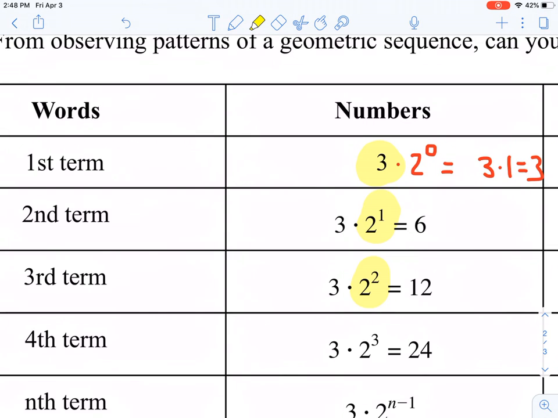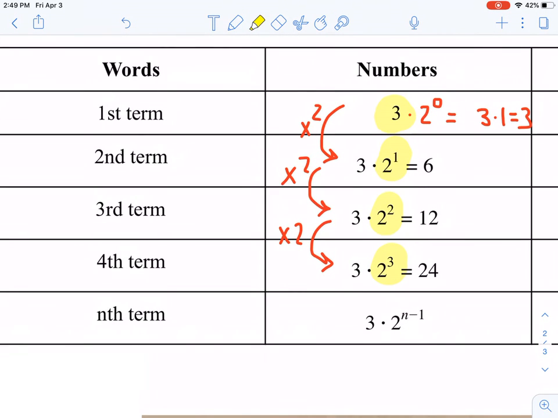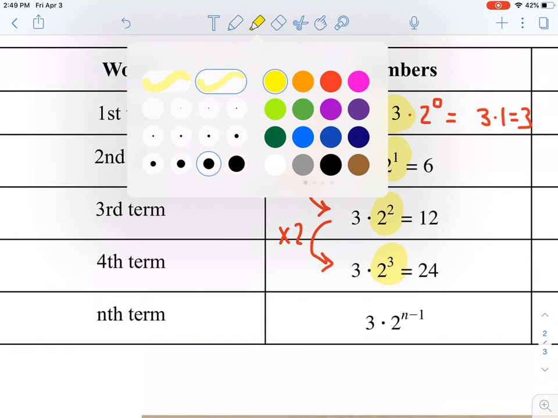Because, again, you have to think of it as we're starting at 3, and then we're going to the second term, and then to the third term. So each of these would be times 2, and that's why we have 2 to the second power, times 2 again, which is how we'd get 2 to the third power for the fourth term.